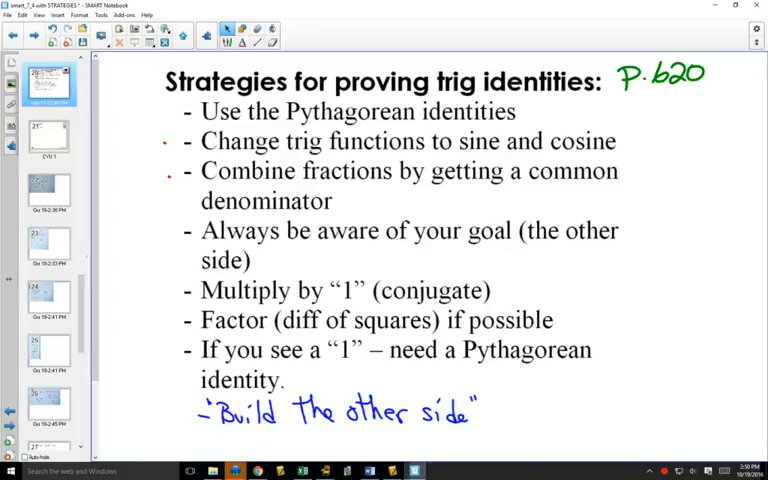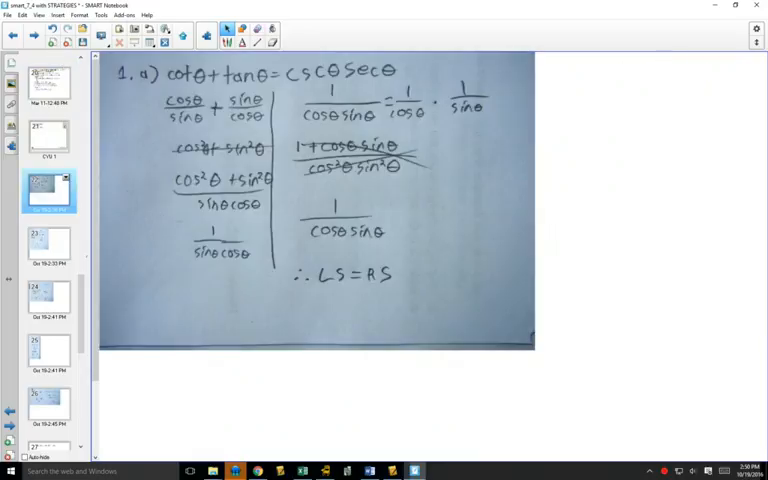Always be aware of your goal. What does the other side look like? If my one side is in sine and cos, then it makes sense to change my other side to sine and cos so that I'm dealing with the same thing. And so that's what this person did here. Now on the left side we don't have a single fraction, so we get a common denominator. We multiply this one by cos and cos, this one by sine and sine. To get our common denominator, we get cos squared plus sine squared over sine cos, and cos squared plus sine squared is 1. Perfect. So this proof is done.